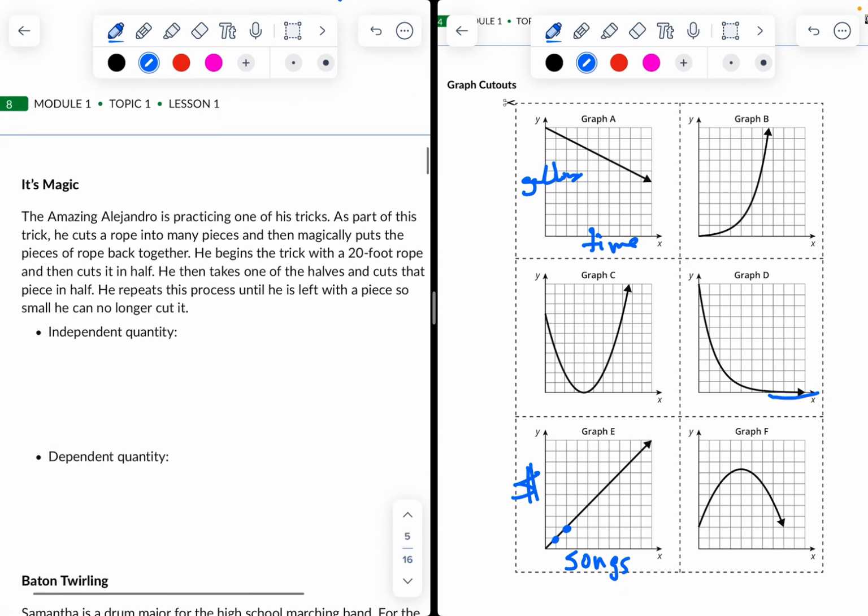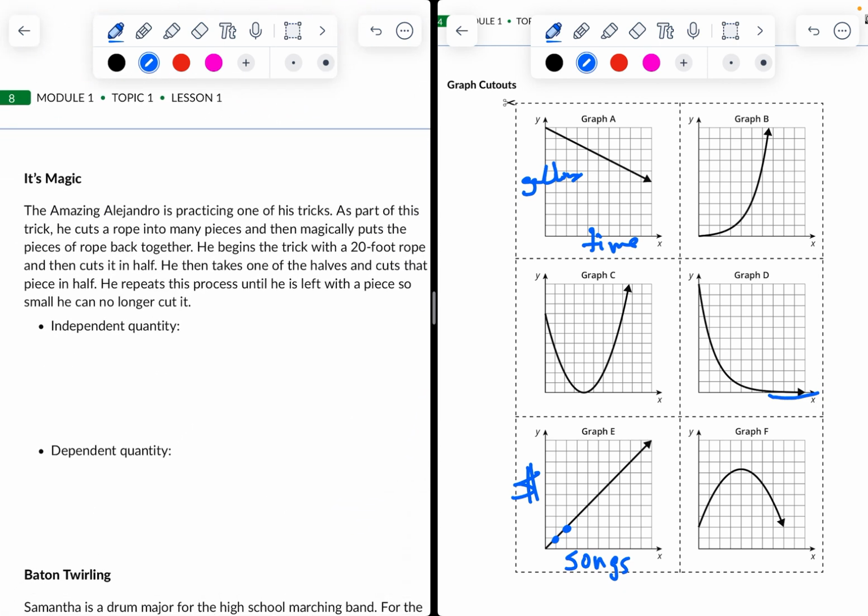Okay, next scenario. We have a magician who's practicing tricks. He is cutting ropes into pieces. He starts out with a 20-foot rope, and he cuts it in half. And so he's going to take each one of the halves and he's going to cut it in half again, okay? So what are we measuring here? We have rope and we have cuts. What is in control here? The number of cuts or the original length of the rope or the length of the rope?